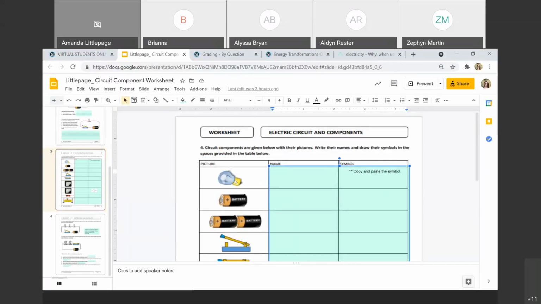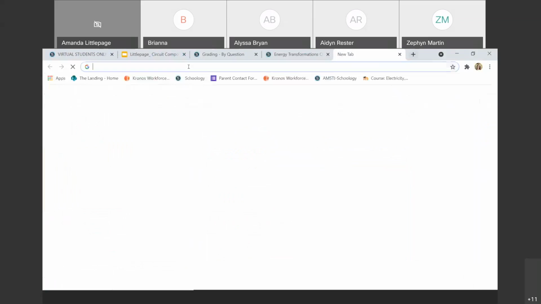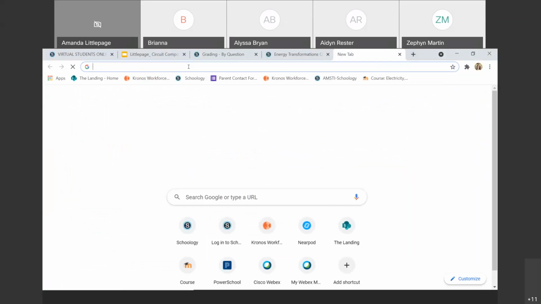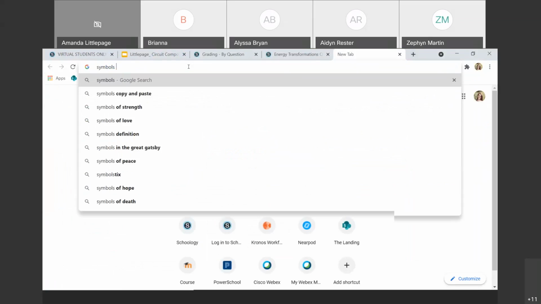Here's a light bulb, for example. And then there are symbols that you use for this. So what you guys need to do is basically Google symbols in a circuit. And that is going to come up for you. So I'm going to pull up a tab really quickly and show you symbols in a circuit.